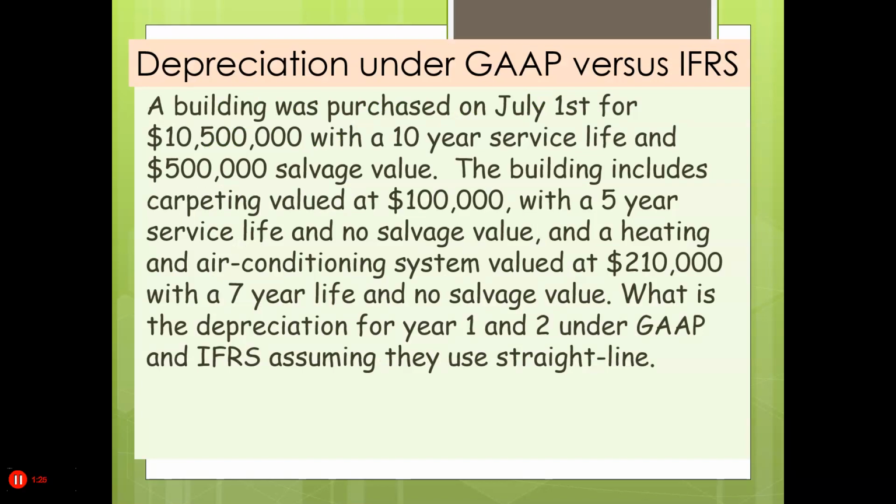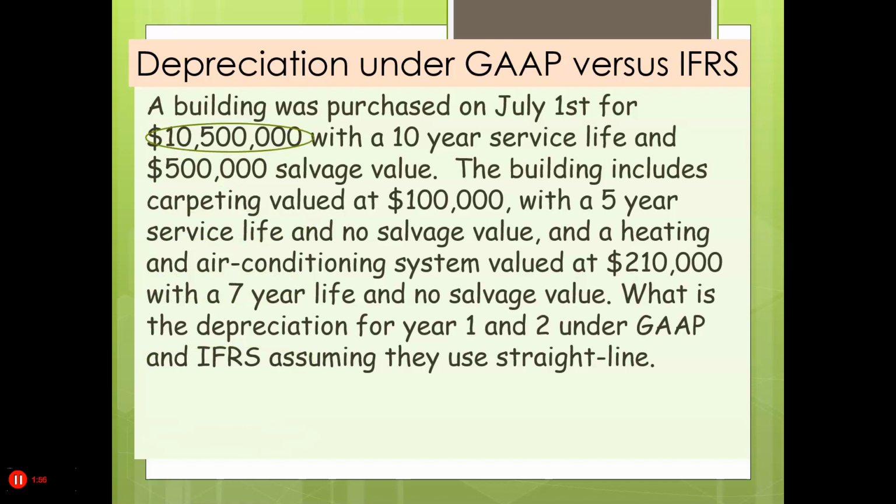It costs $10,500,000 with a 10-year service life and $500 in salvage value. The building includes carpeting with a value of $100,000, which is a 5-year life and no salvage value, and a heating and air conditioning system with a $210,000 7-year value with no salvage value. What is the depreciation for year 1 and 2 under GAAP and under the international standard, assuming straight line?